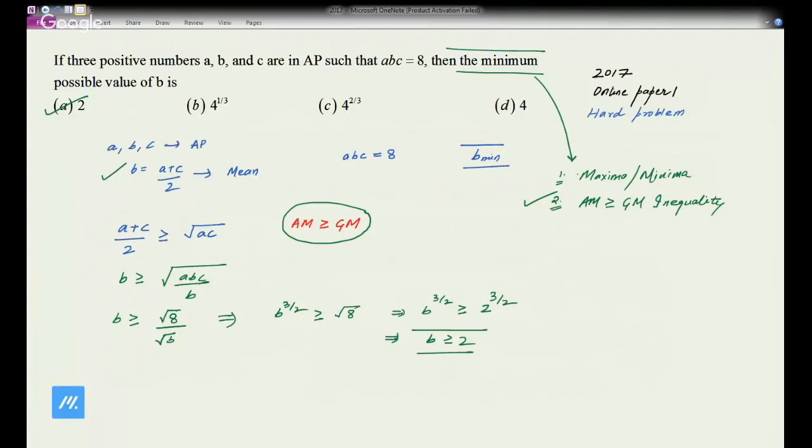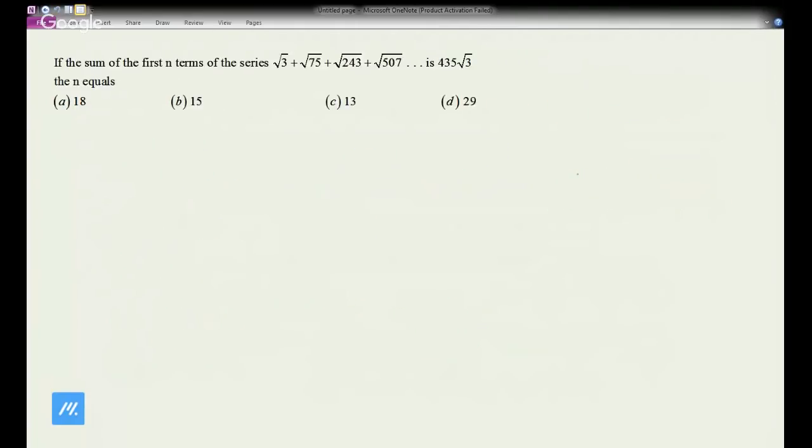Alright guys, let's move to the next problem. This came in 2017, again 2017 offline examination. 2017, this is the offline exam.